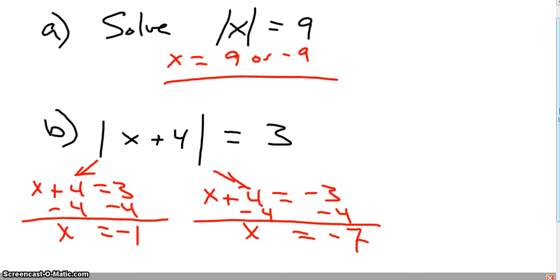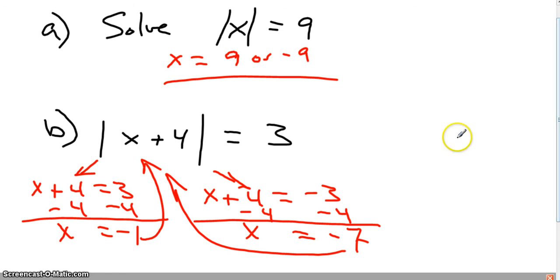Let's try these back in the original expression. If we take this solution, negative 1, and substitute, negative 1 plus 4 is 3, and the absolute value of 3 is 3. Good. Plug in negative 7. Negative 7 plus 4 is negative 3, right? And the absolute value of negative 3 is 3.